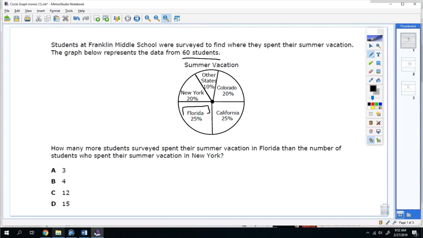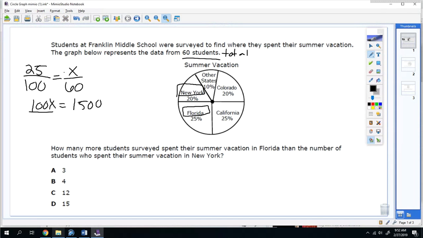So I'm going to circle Florida and New York so I know I'm looking at those. Florida is 25%, so it's going to be 25% over 100%, and I'm going to set it equal to x over 60 because 60 students is my total. Okay, so you're going to cross multiply. So it's going to be 100x, and 60 times 25, which is 1,500. Then you're going to divide by 100 on both sides. Cross off, cross off. You get x equals 15.